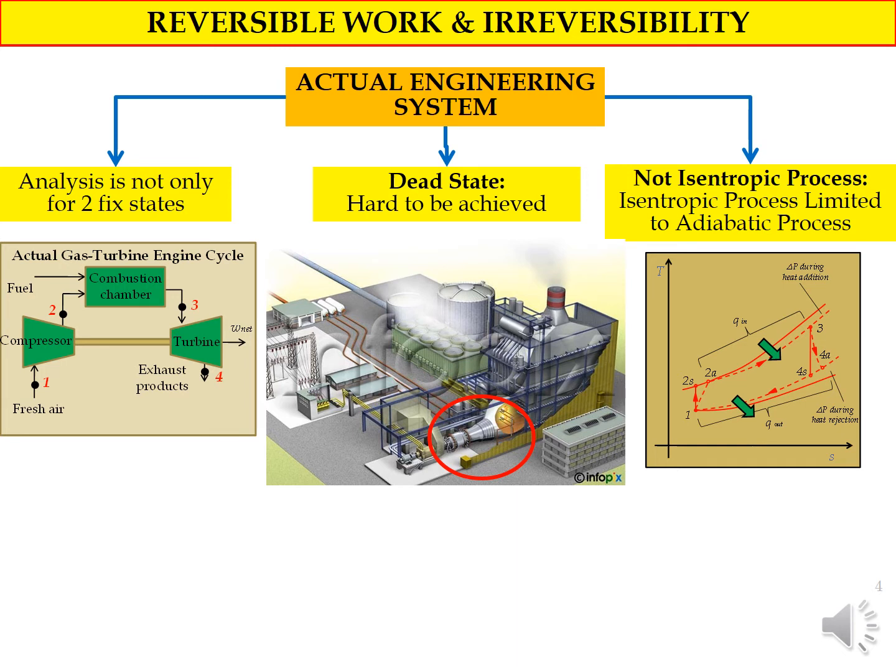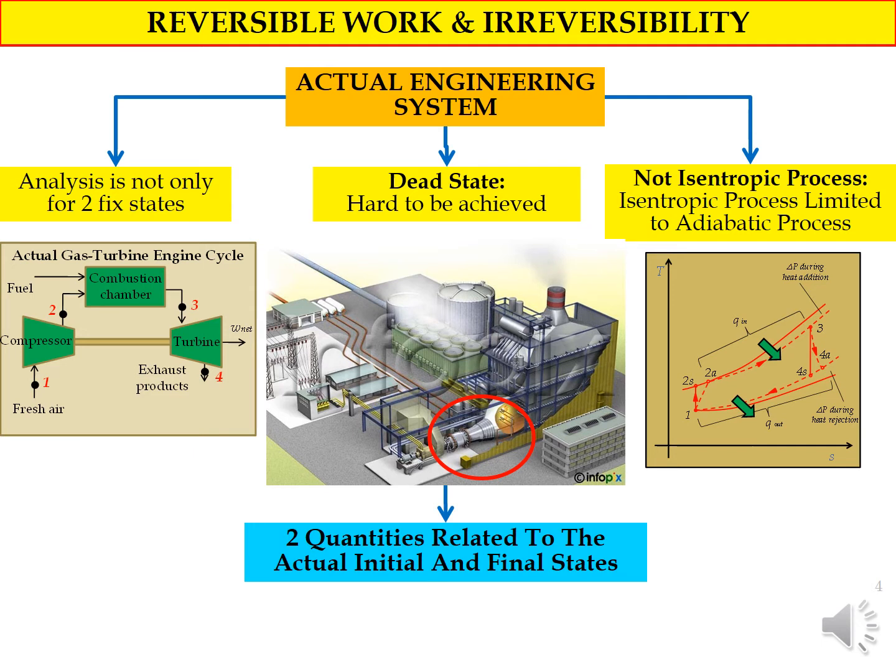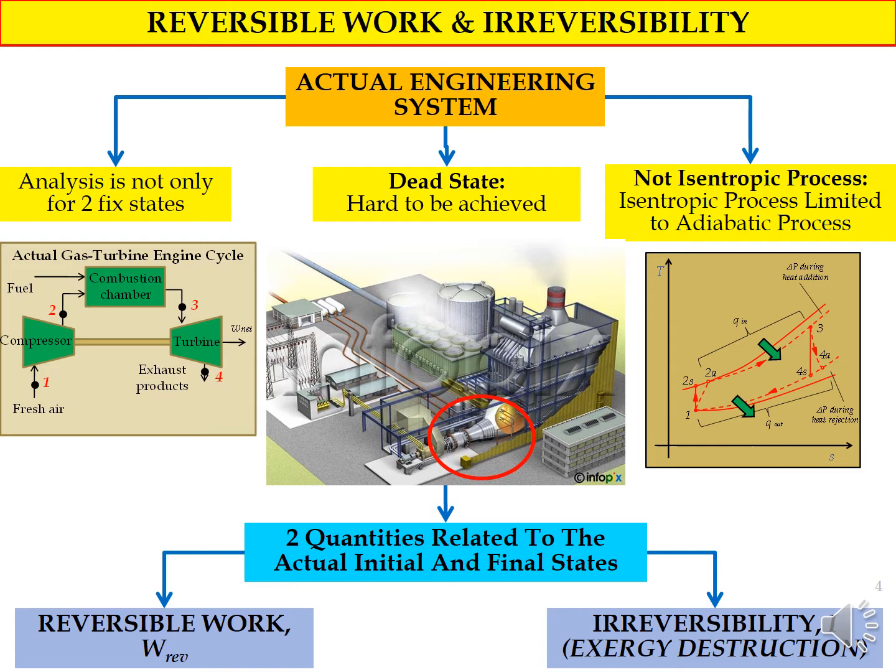However, in the actual system, it does not appear like this. It will go from 1 to 2a, because it's not really an isentropic process, and also from 3 to 4a, which is the same case, not an isentropic process. So in order to know the actual exergy of this system, we need to know 2 quantities related to the actual initial and final states. The 2 quantities are reversible work and also irreversibility.